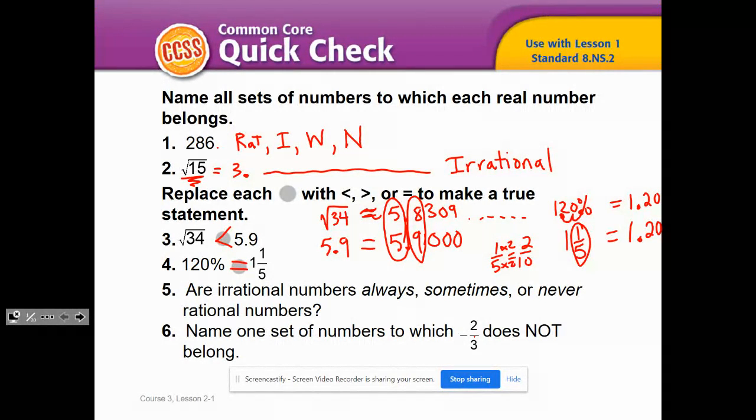Are irrational numbers always, sometimes, or never rational? Well, irrational means not rational, so this is a big never.